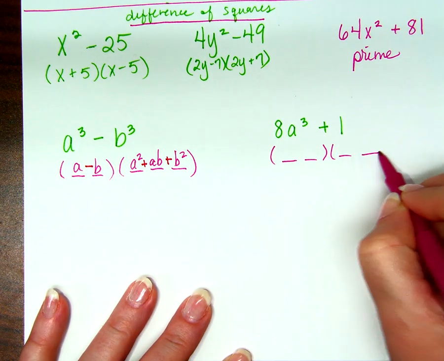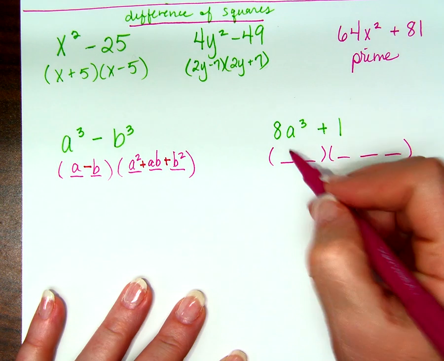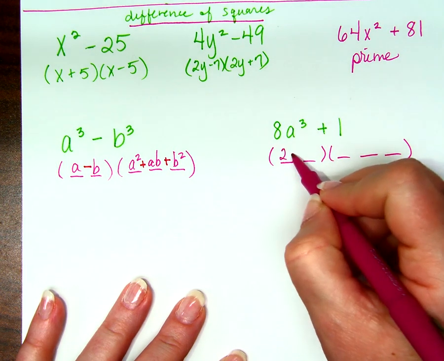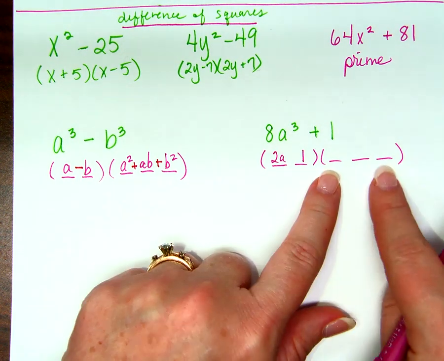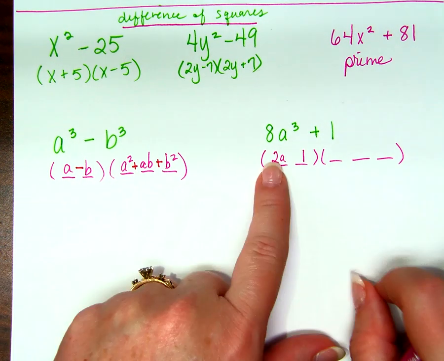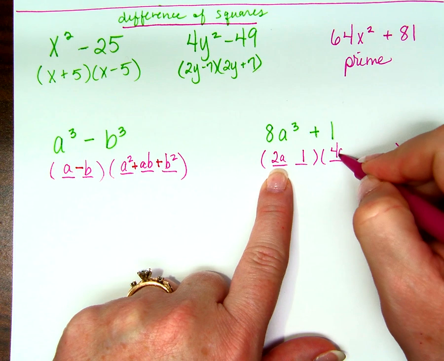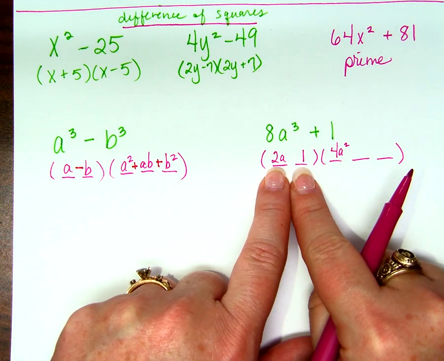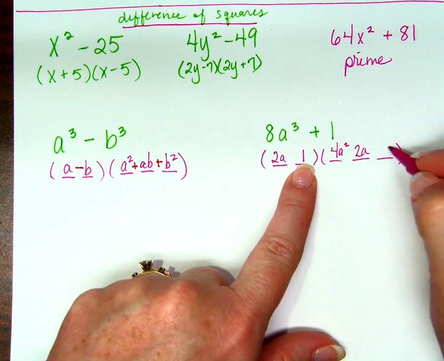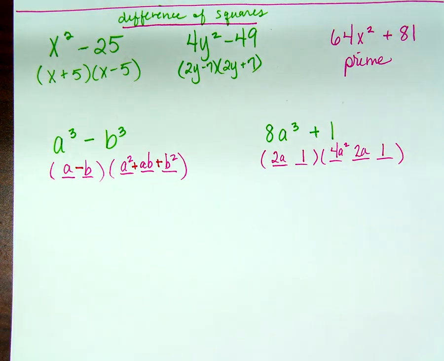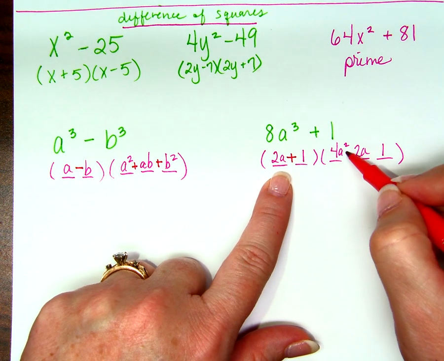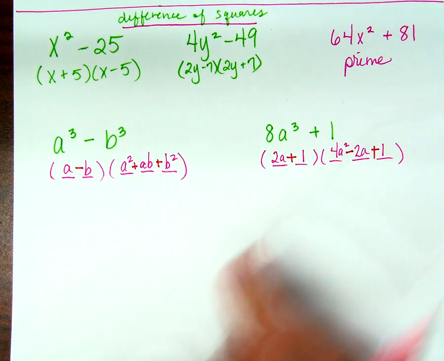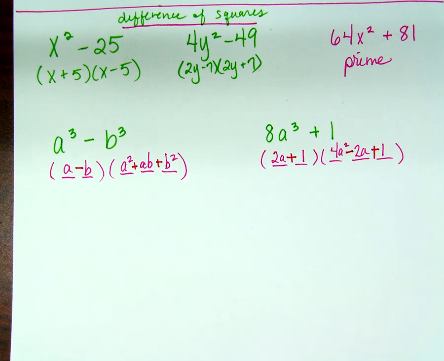A binomial and a trinomial. The cube root of the first one goes at the beginning of the binomial. The cube root of the last one goes at the end of the binomial. The pattern for the trinomial is the same as over here. Square the first one, 4a squared, multiply them together, 2a, square the last one. And the sign pattern is the same. Okay? Whatever was in the problem is in the binomial. The next one is opposite of that, and the last one, correct, always positive. Does that make sense?